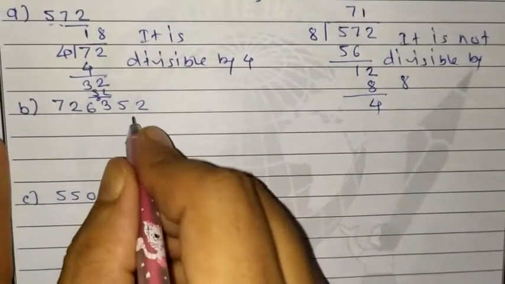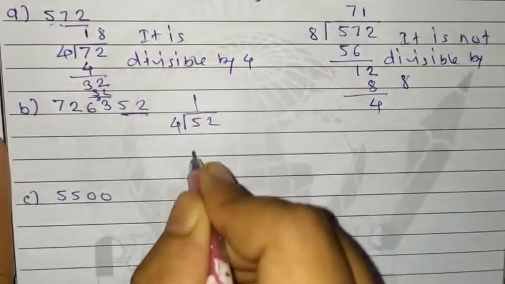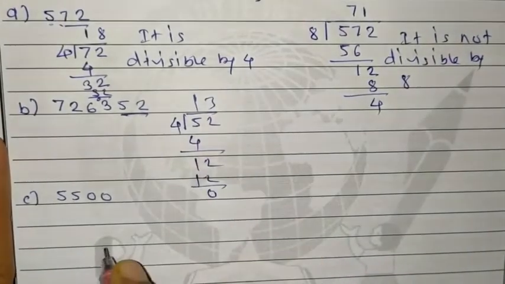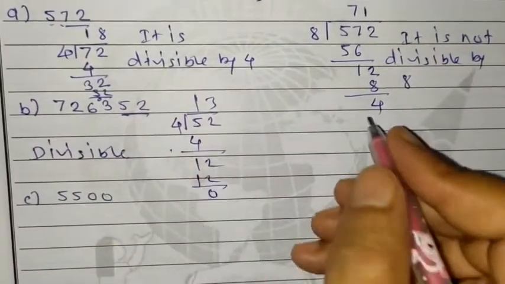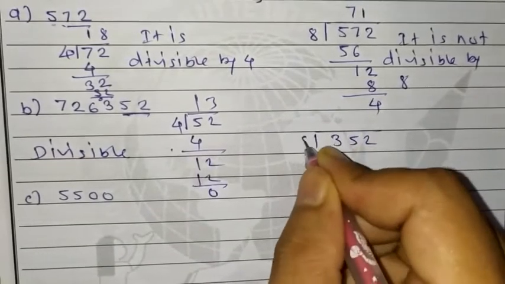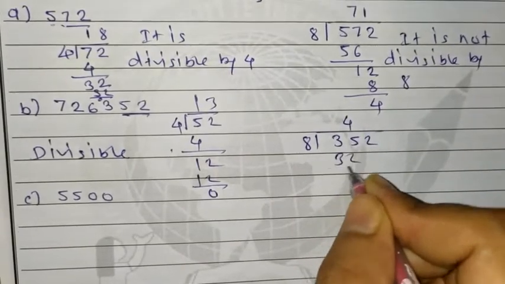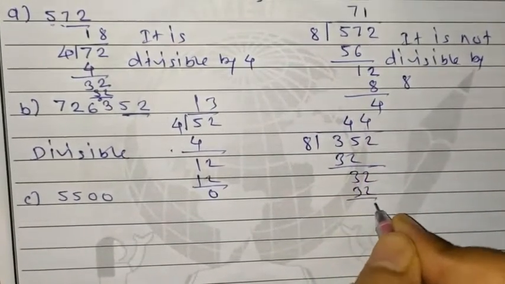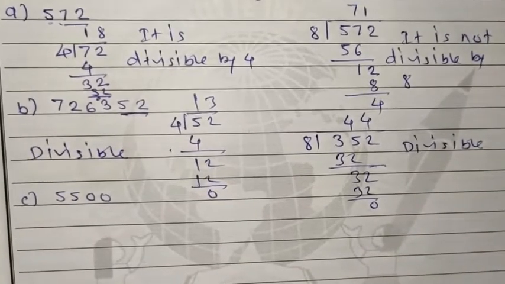Now for B, you have to check the last two digits, it is 52. You have to divide by 4. 4 ones are 4, the remainder will be 12. 4 3s are 12, the remainder will be 0. So I am writing in short, it is divisible by 4. Now you pick up the last 3 digits, 352, and check it by 8. 8 into 4 is 32. The remainder will be 32. Again it is 32. So it is divisible by 8.